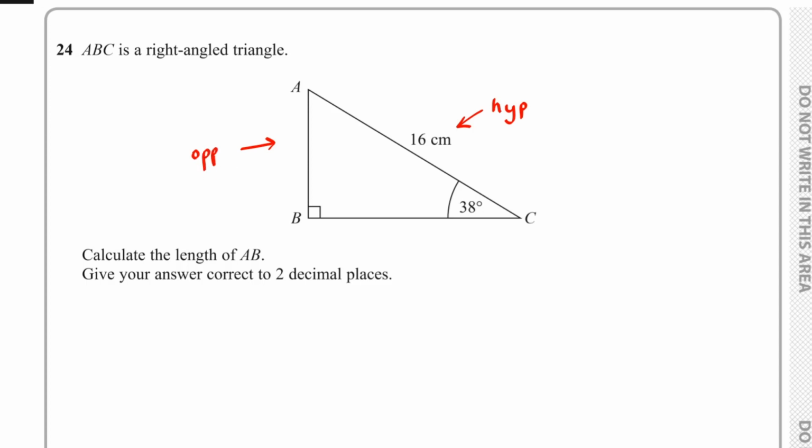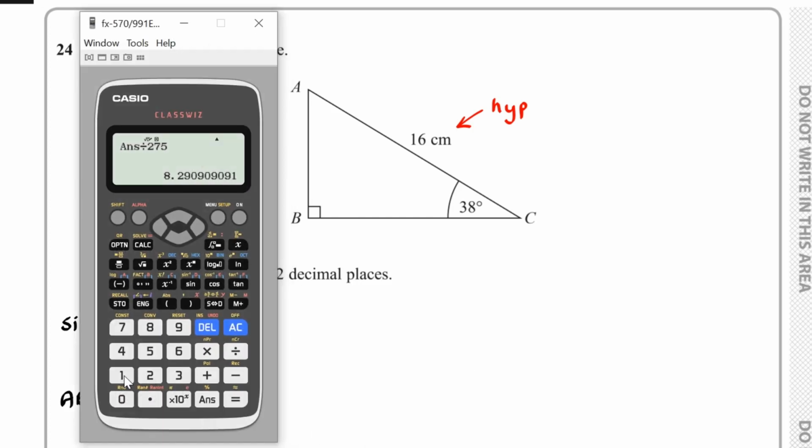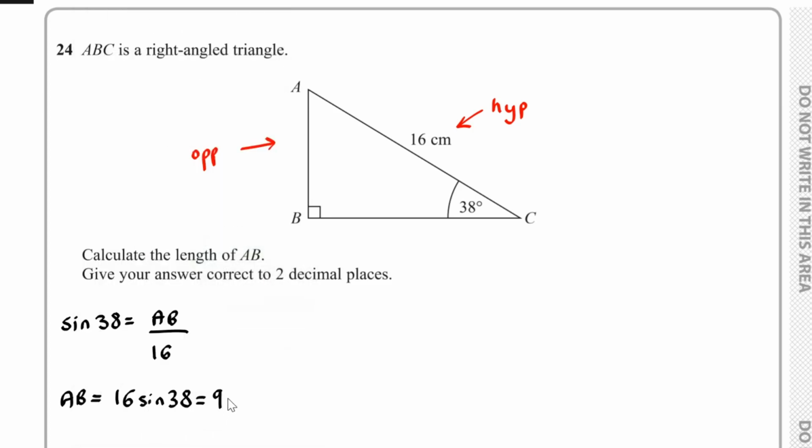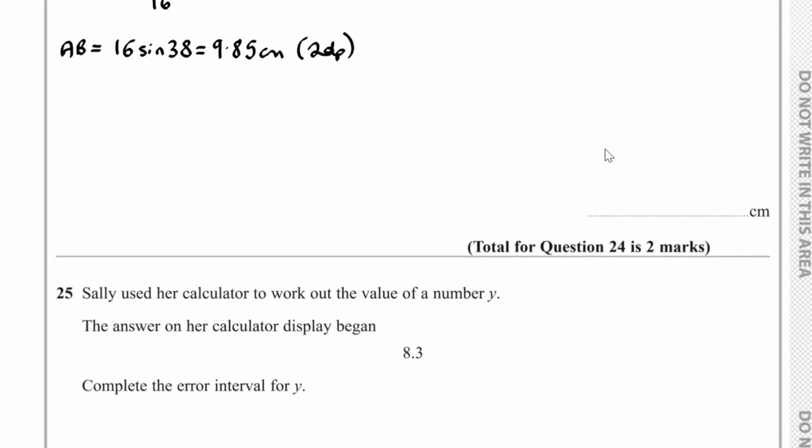So what connects the hypotenuse and the opposite? That's sine. So here sine of 38, that's equal to the opposite AB divided by the hypotenuse 16. We wish to rearrange for AB, so AB is equal to 16 multiplied by the sine of 38. So if we work this out on our calculator, 16 times the sine of 38, turns out we get 9.85 to 2 decimal places. Okay, so therefore we have 9.85.